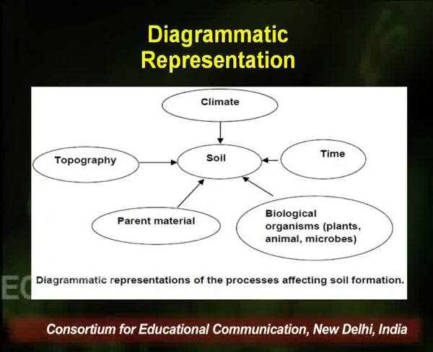Now, this is the diagrammatic representation where we come to know about the various factors that affect soil formation. In this you can see climate, topography, the parent material from where the soil will be formed, the biological factor or organisms which are present such as plants, animals, microbes, as well as the factor time, that is, at what time of the year the soil is being formed. All these factors cumulatively affect the formation of soil. We will take one by one in detail.